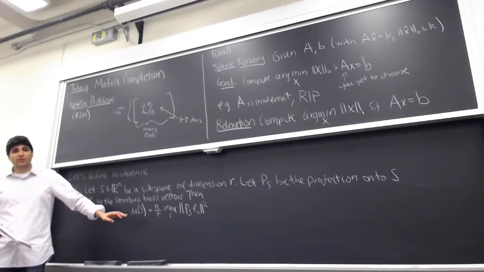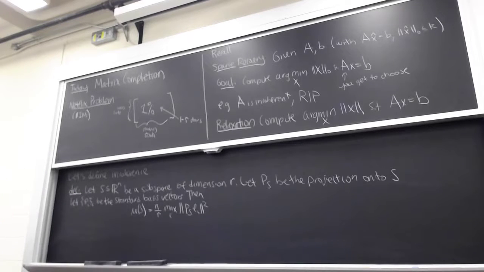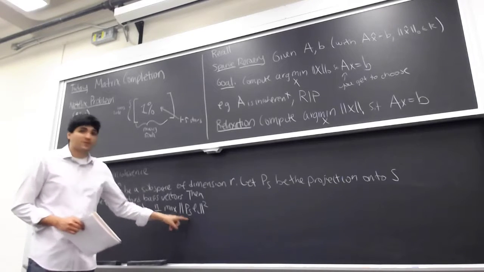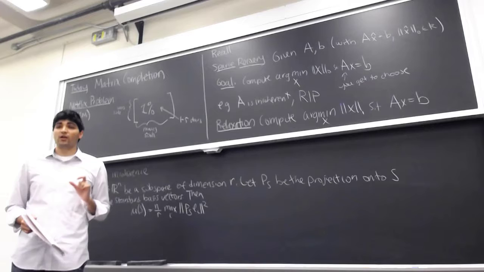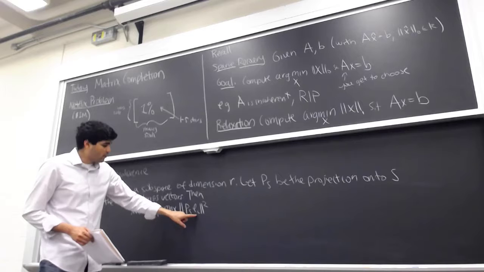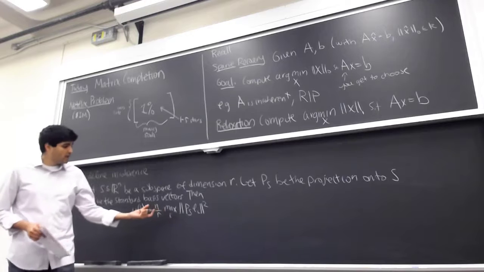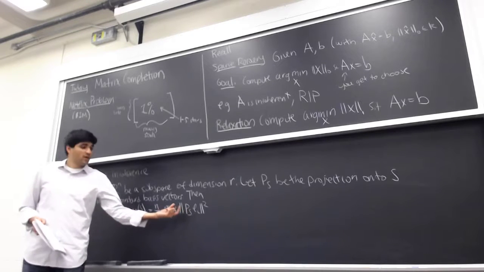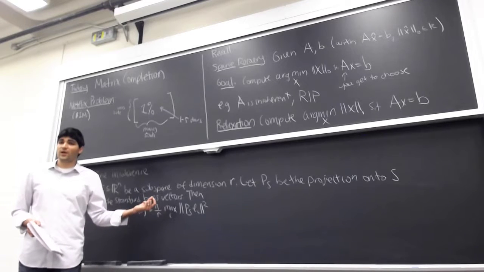So this is the technical definition. The way to think about it is that the incoherence of a subspace measures how not aligned you are with the standard basis vectors. As soon as my subspace contains one of the standard basis vectors, say e_1, the vector with 1 and all zeros, then when I project that vector onto S, I get back the original vector, and I get 1 for the squared 2-norm. So I'd get n over r, a very large value for incoherence, so it's not an incoherent subspace.